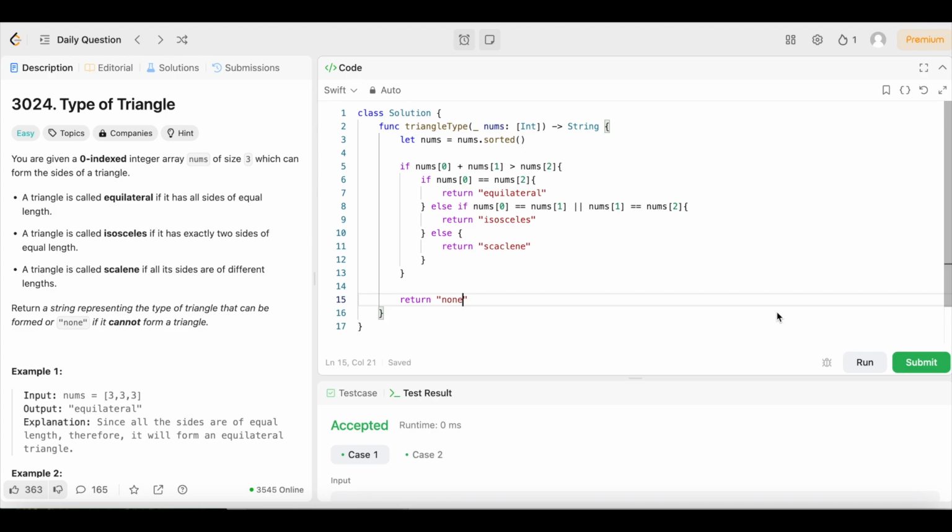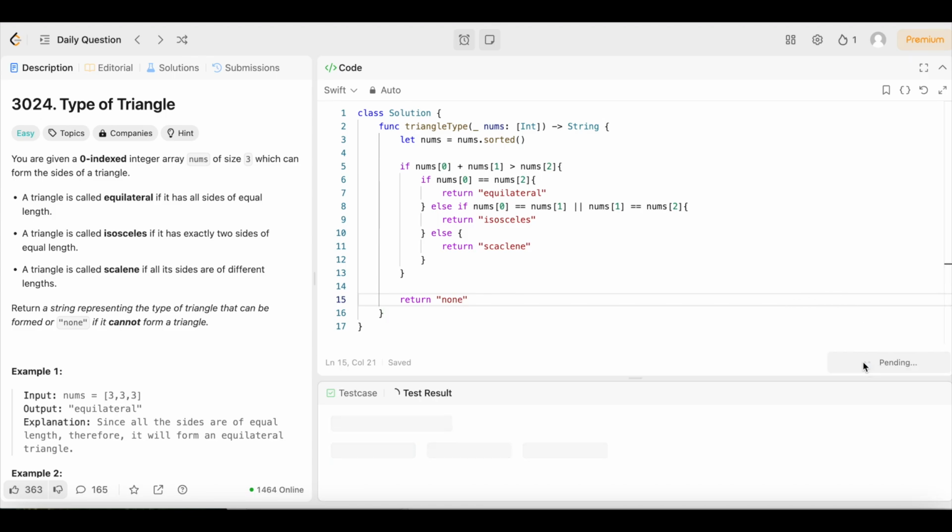I hope that makes sense to y'all. Let's go ahead and give it a run before we submit it. That should be it. Make sure there's no typos or anything. Ooh, we got the wrong answer. That probably means there's something wrong with the math somewhere. The math is not mathing. So let's see if we can figure that out.